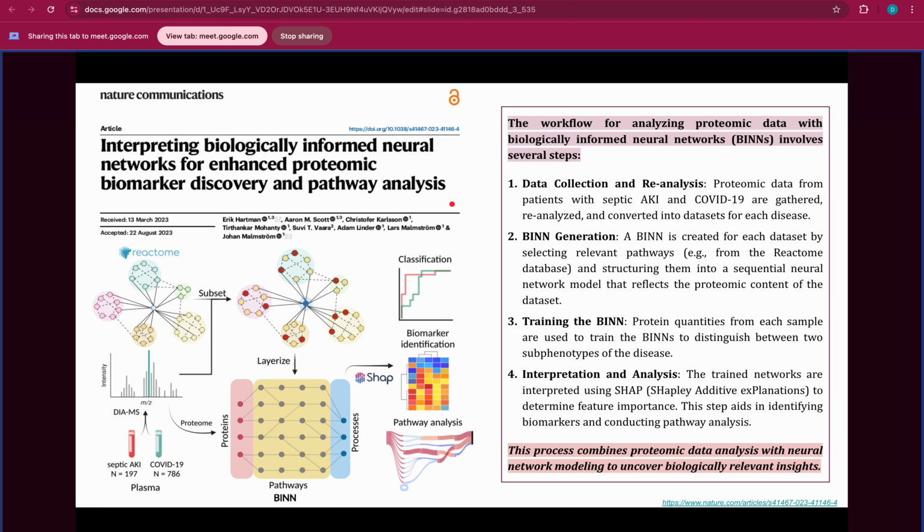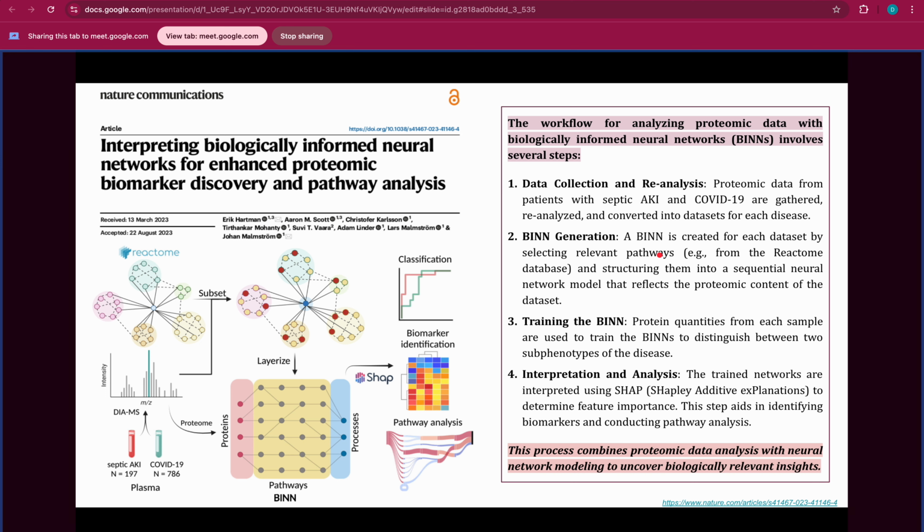So they are trying to identify certain biomarkers for which they are using the neural networks. In a neural network you can classify and you can also predict values, so you can do different things with neural networks. The first step they followed is data collection and reanalysis. They took data from patients who have septic AKI and COVID-19, reanalyzed it, and converted it into a data set for each disease. Then comes bin generation. A bin is the biologically informed neural network. It is created for each data set by selecting the relevant pathways.